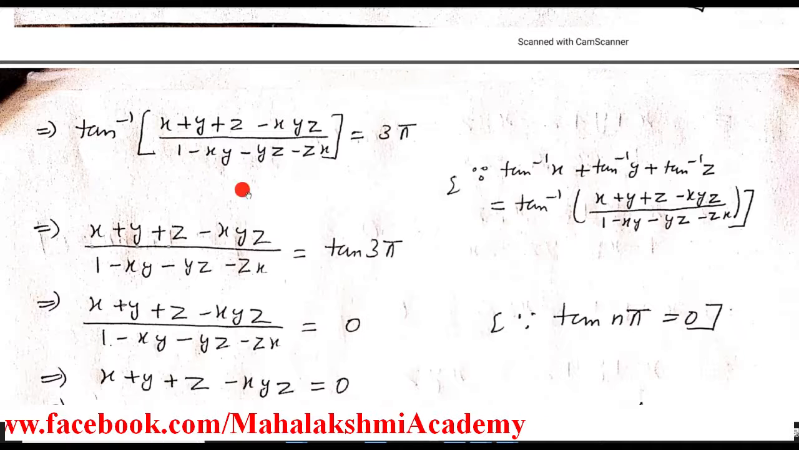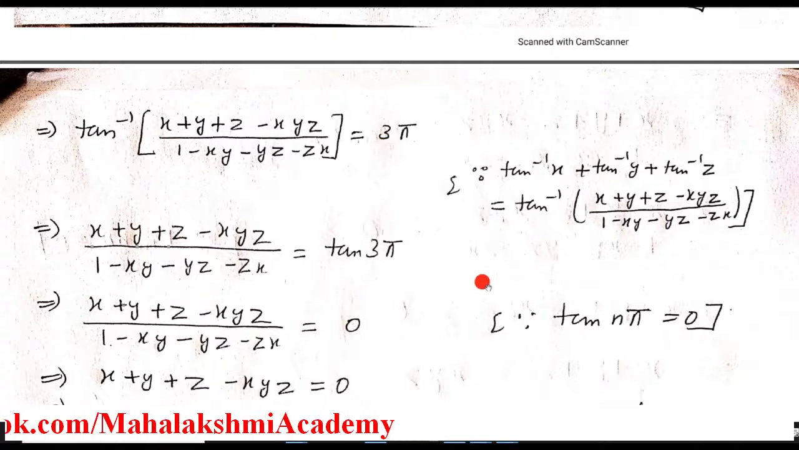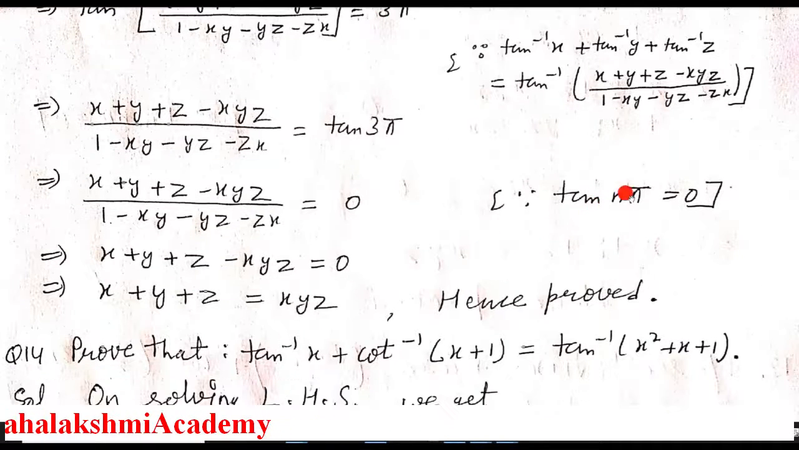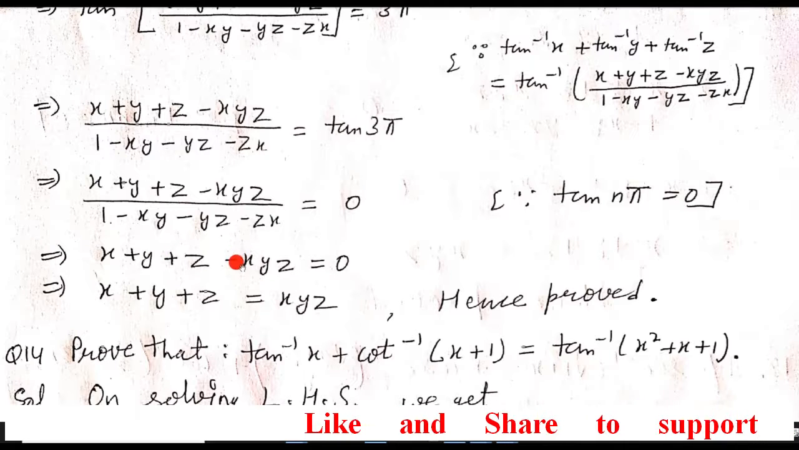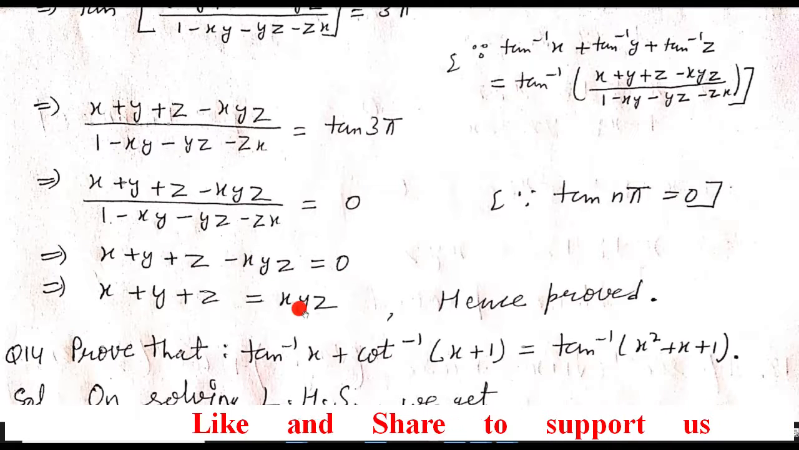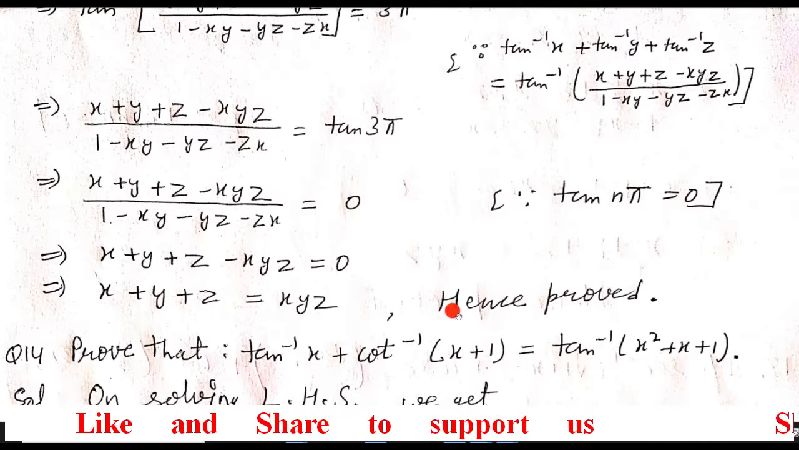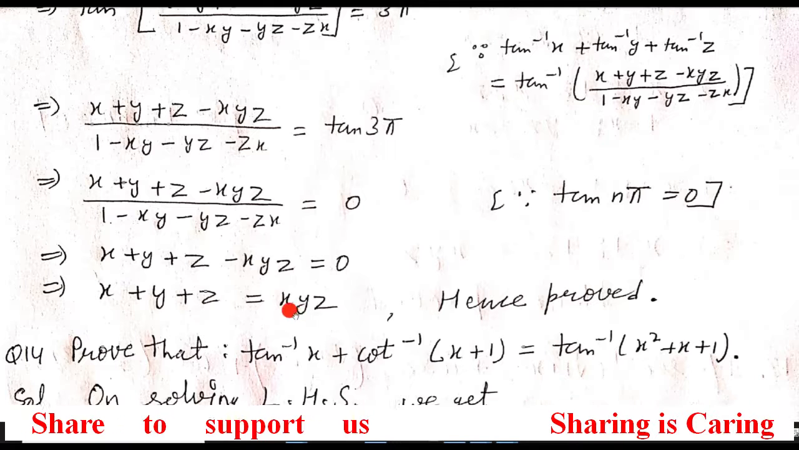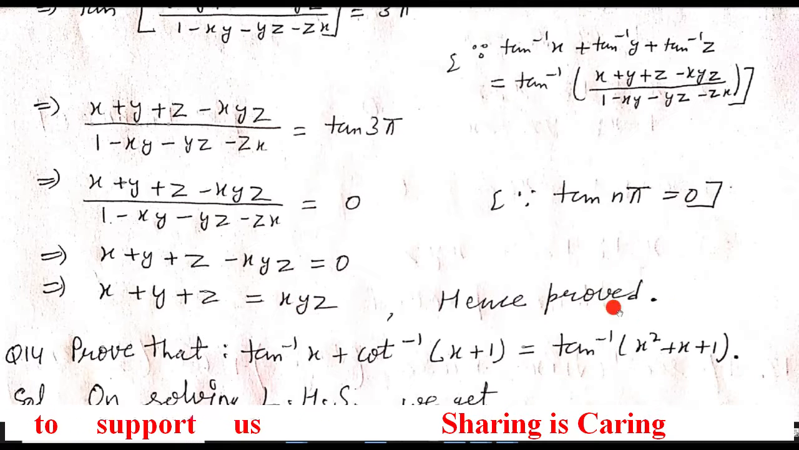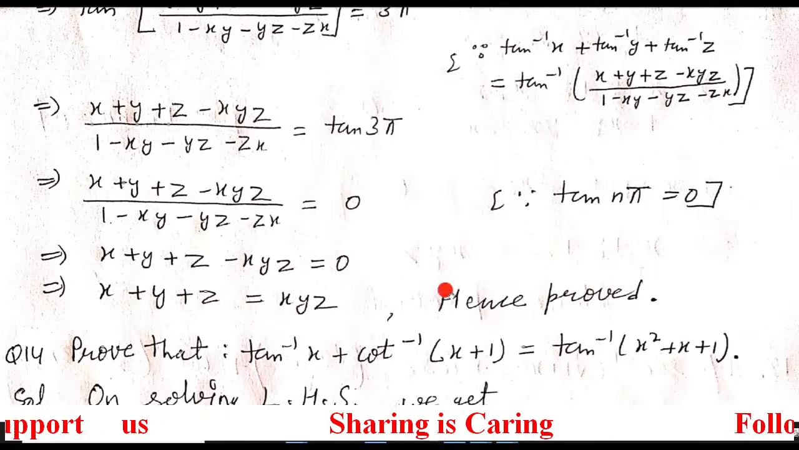Now this tan inverse came here, and you know that tan n pi is 0, that's why tan 3 pi is also 0. This denominator is in division, so it will come here and multiply by 0 and give us 0. So this negative term will be shifted here, so it becomes positive. That's why we got x plus y plus z is equal to xyz. Hence this result is proved.